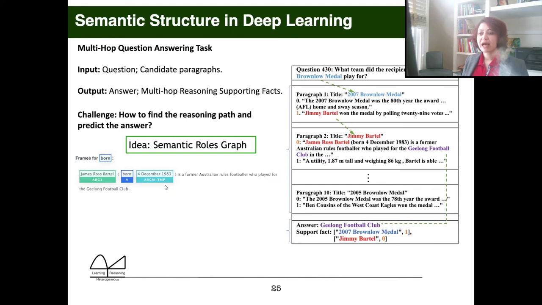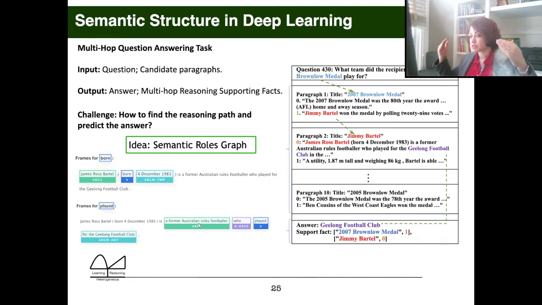So it identifies the predicate and arguments for you. And you see that here I have good information. James Ross is argument one, born is the predicate, and December 1983 is the temporal argument. So this is good information, and we get a lot of good semantic abstraction from the language by semantic parsing, or semantic role labeling more precisely.